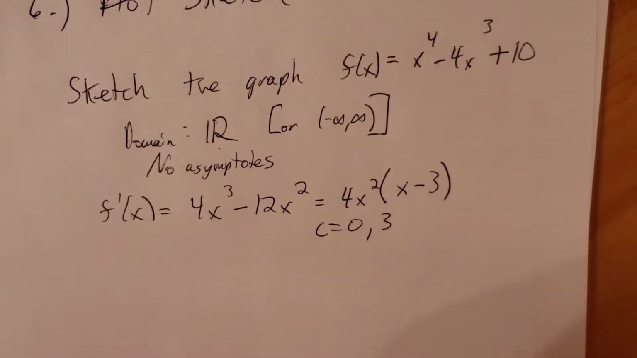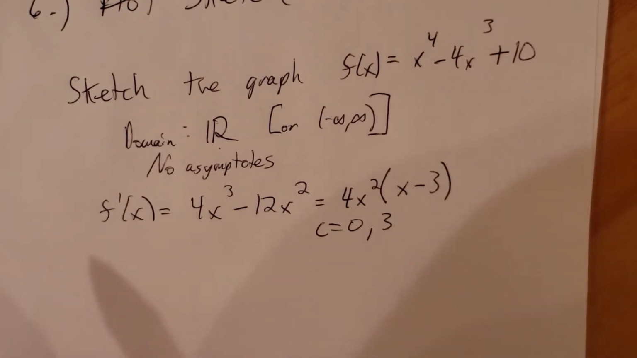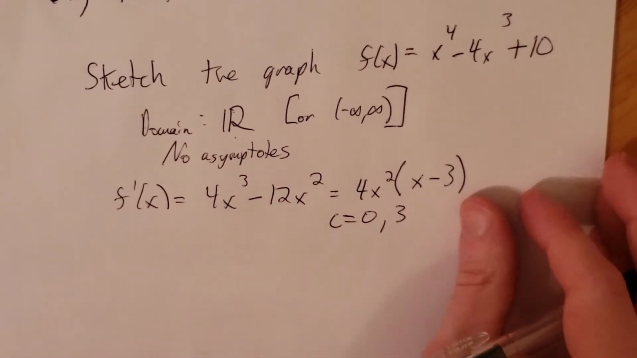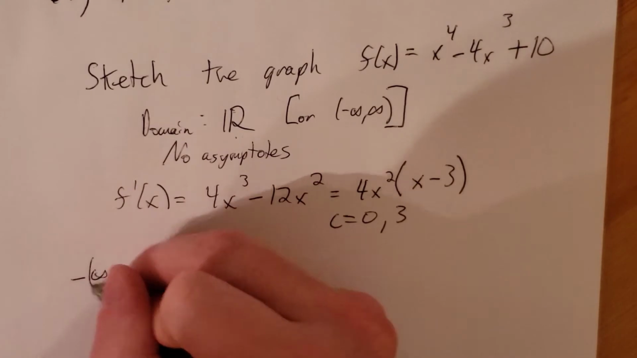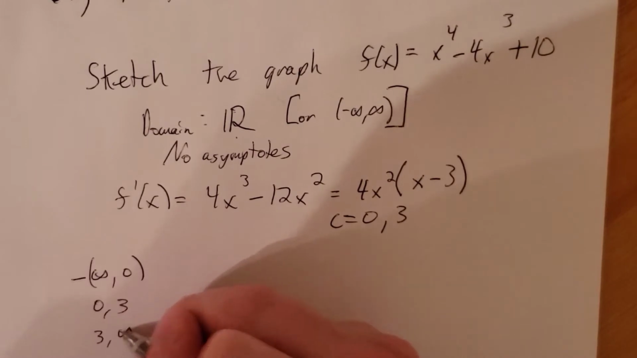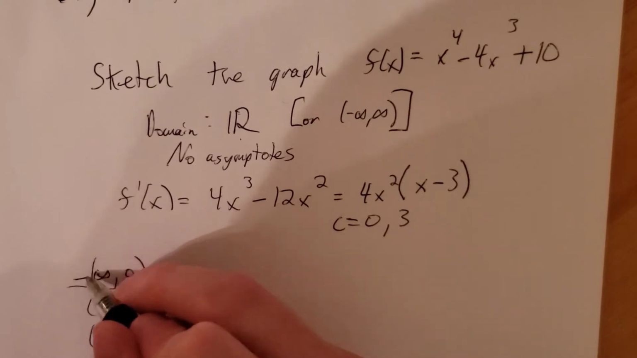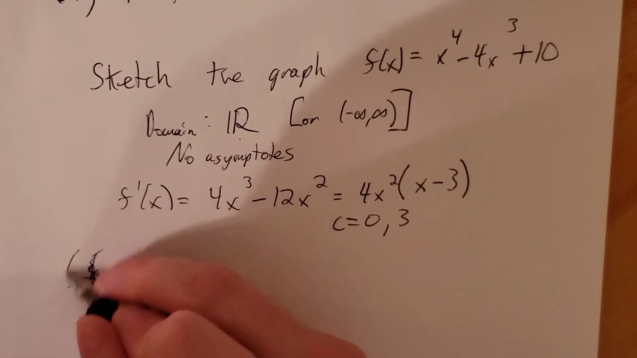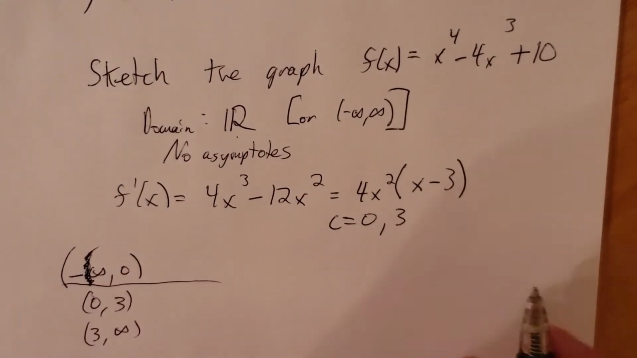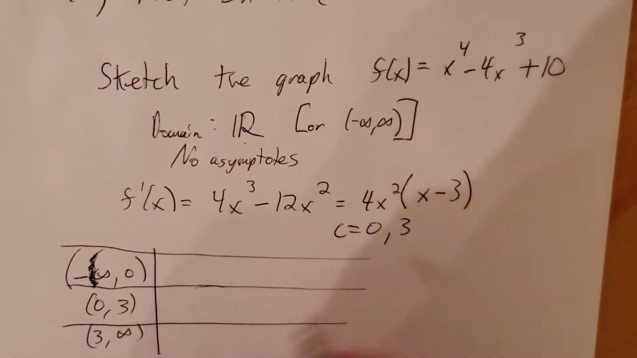What this is going to do is separate our domain into 3 intervals for increasing and decreasing. So the first thing we want to do is write out those intervals. From negative infinity to 0, from 0 to 3, and from 3 to infinity.